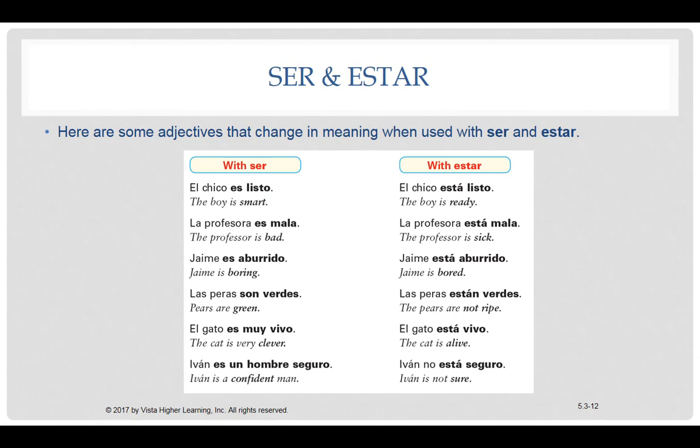Las peras son verdes. Las peras están verdes. El gato es muy vivo. El gato está vivo. Iván es un hombre seguro. Iván no está seguro. Notice the changes in meaning.